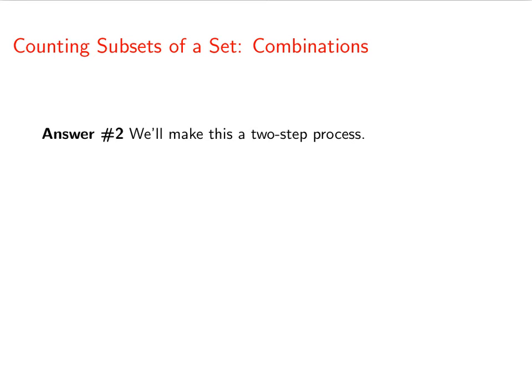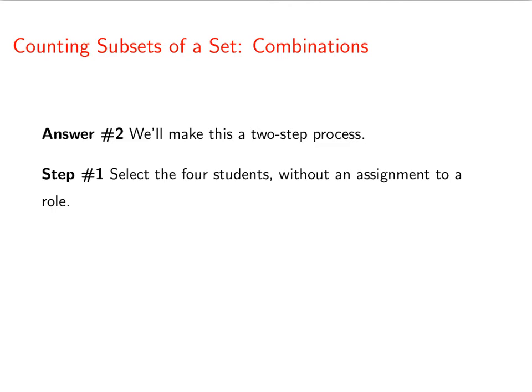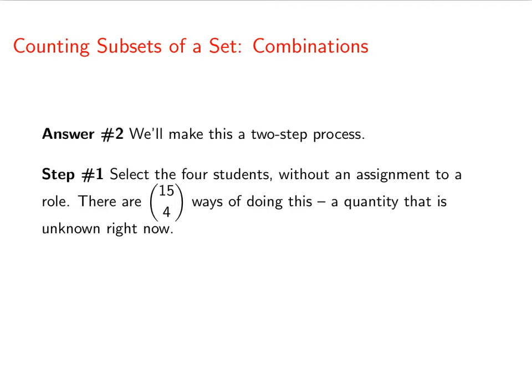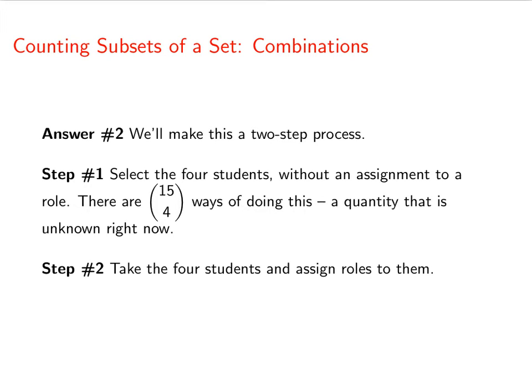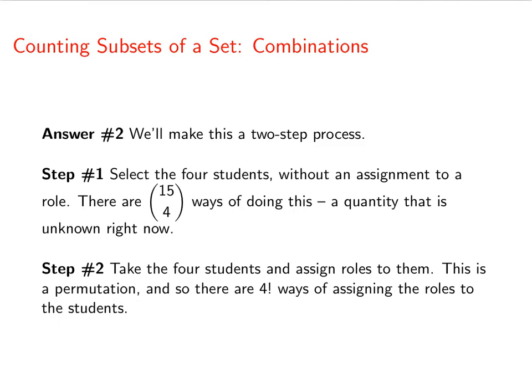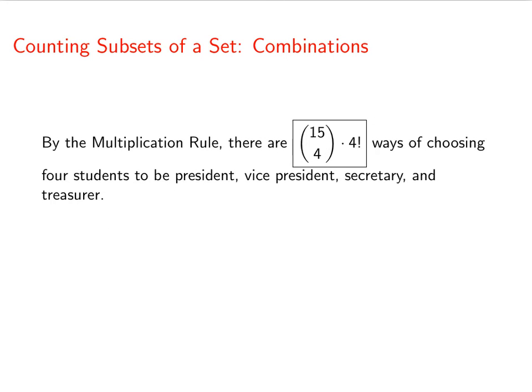Answer number 2 is we're going to make a 2-step process. In the first step, let's select the 4 students, but we won't assign them to a role. There are 15 choose 4 ways of doing this. And right now, we don't know what this quantity is, but we're close to being able to work out what it is. Step 2, once we've chosen who the 4 students are going to be, then we're going to assign roles to them. That's simply a permutation. So there are 4 factorial ways of assigning the 4 roles to the 4 students. The multiplication rule then tells us that there are 15 choose 4 times 4 factorial ways of choosing 4 students to be president, vice president, secretary, and treasurer.